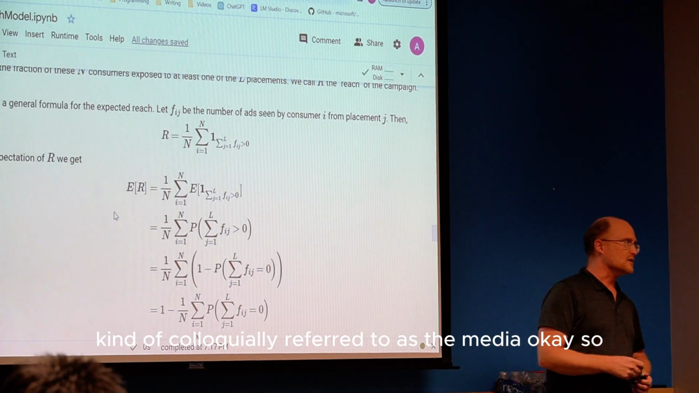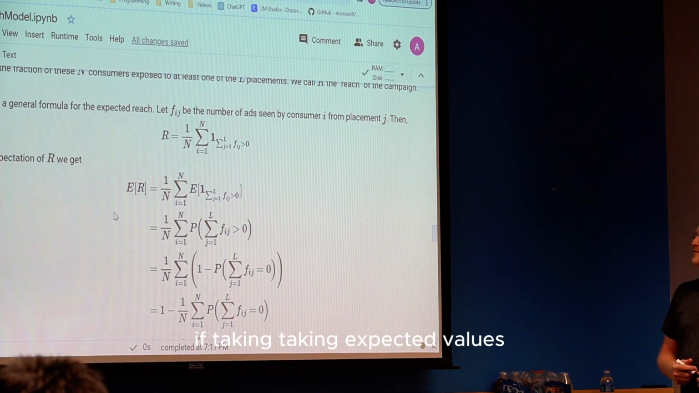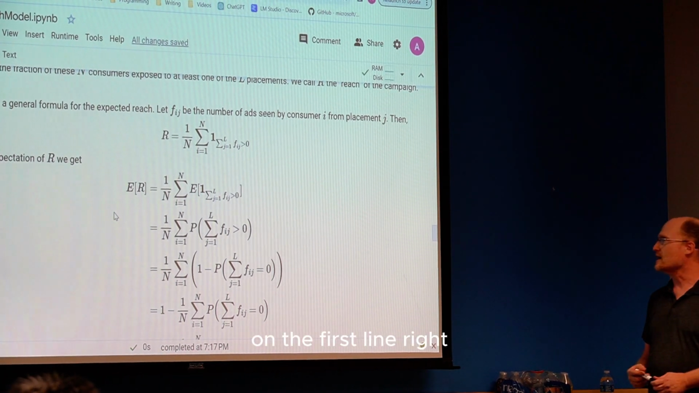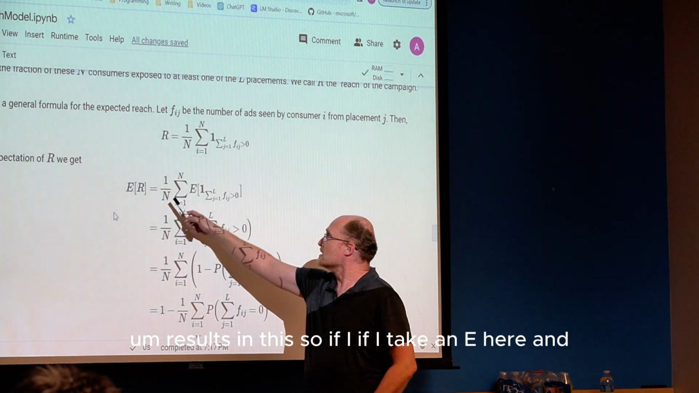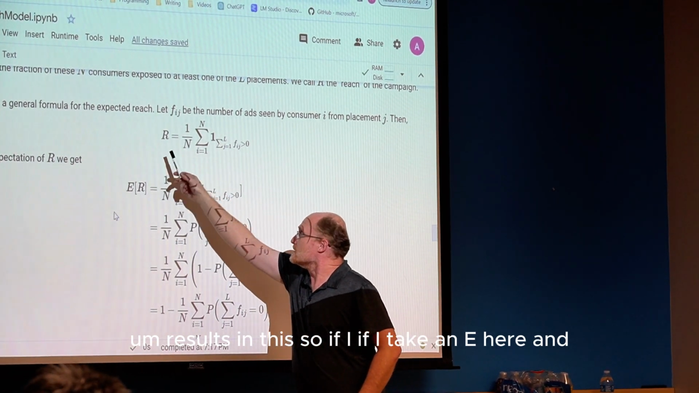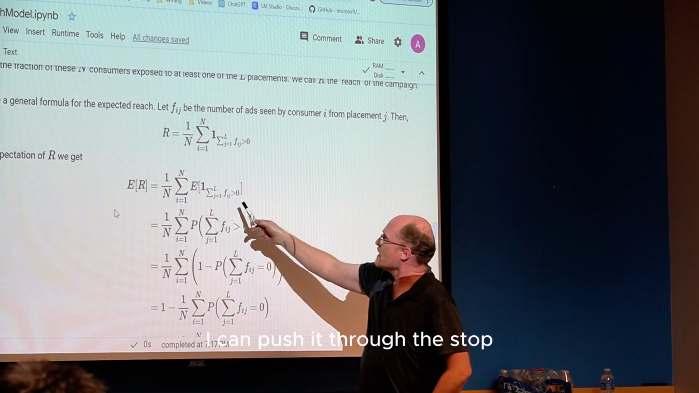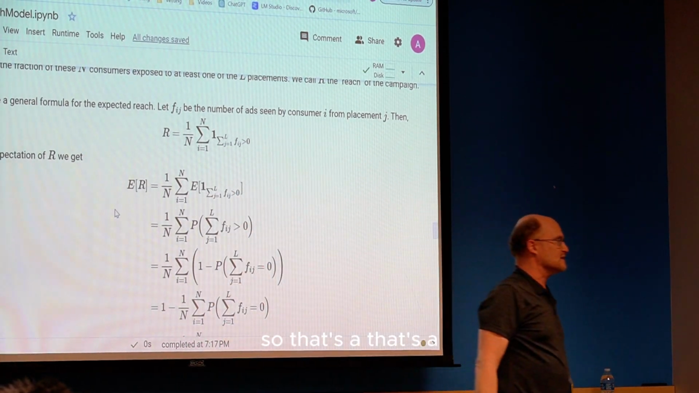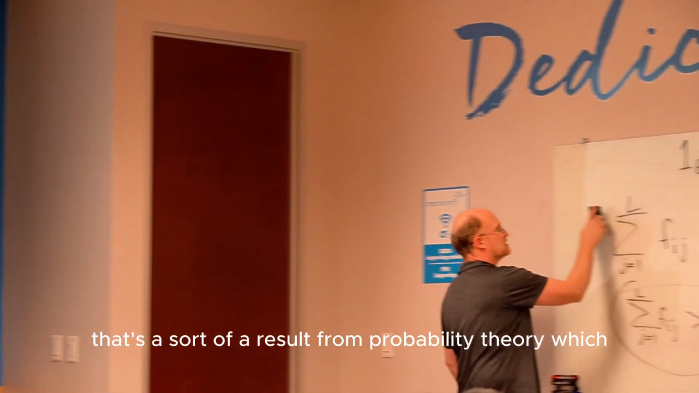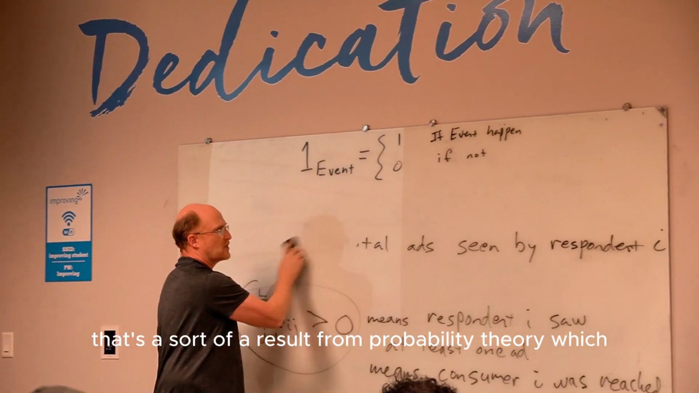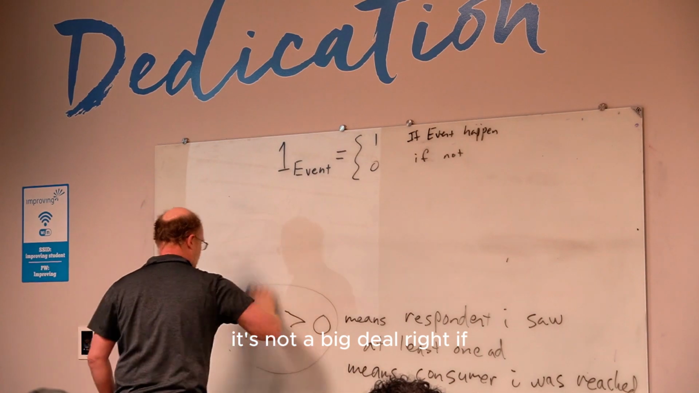Okay, so taking expected values on the first line results in this. If I take an E here and here, this is what I get, because if I put an E here, I can push it through the sum. That's a result from probability theory, which is not a big deal.